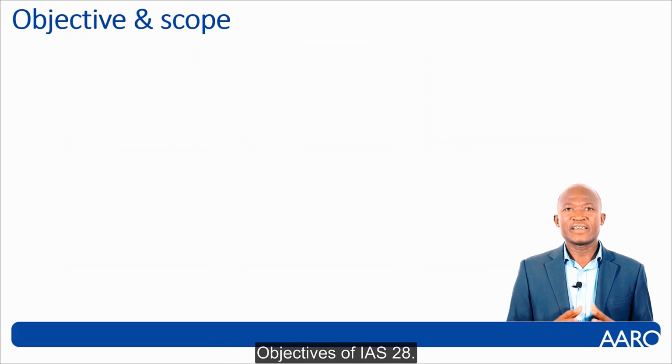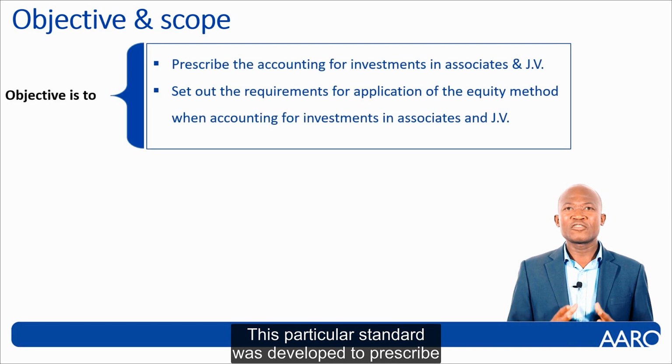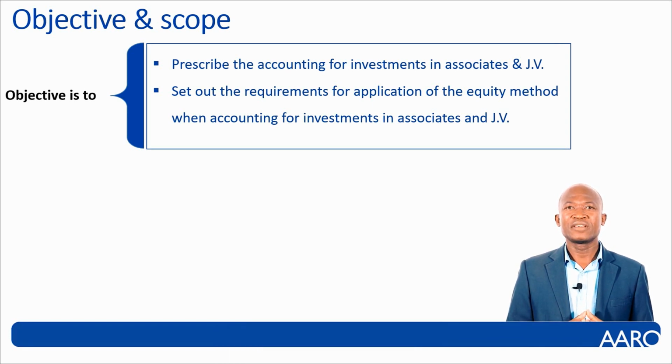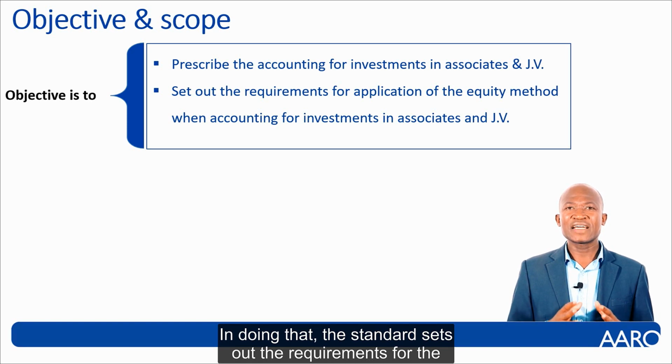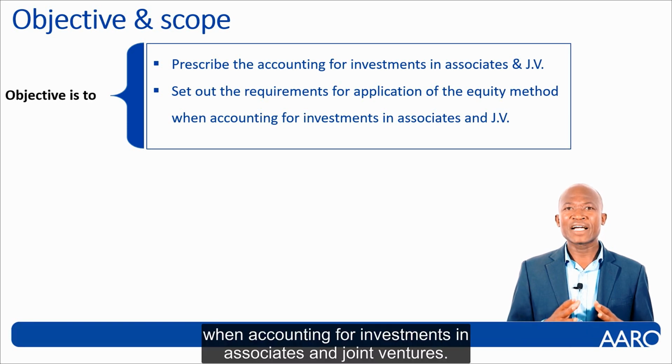Objectives of IAS 28. This particular standard was developed to prescribe the accounting for investment in associates and joint venture. In doing that, the standard sets out the requirements for the application of the equity method when accounting for investments in associates and joint ventures.